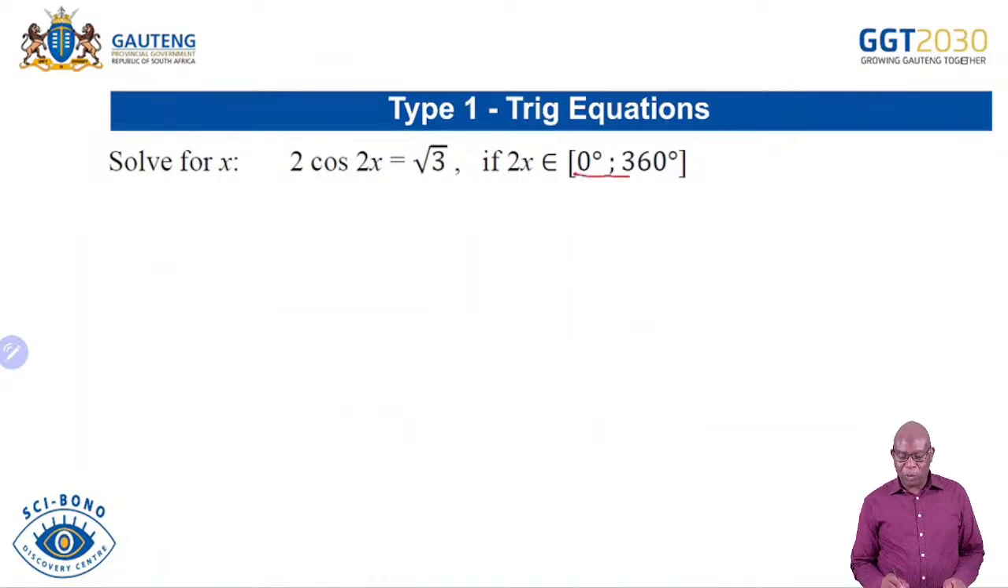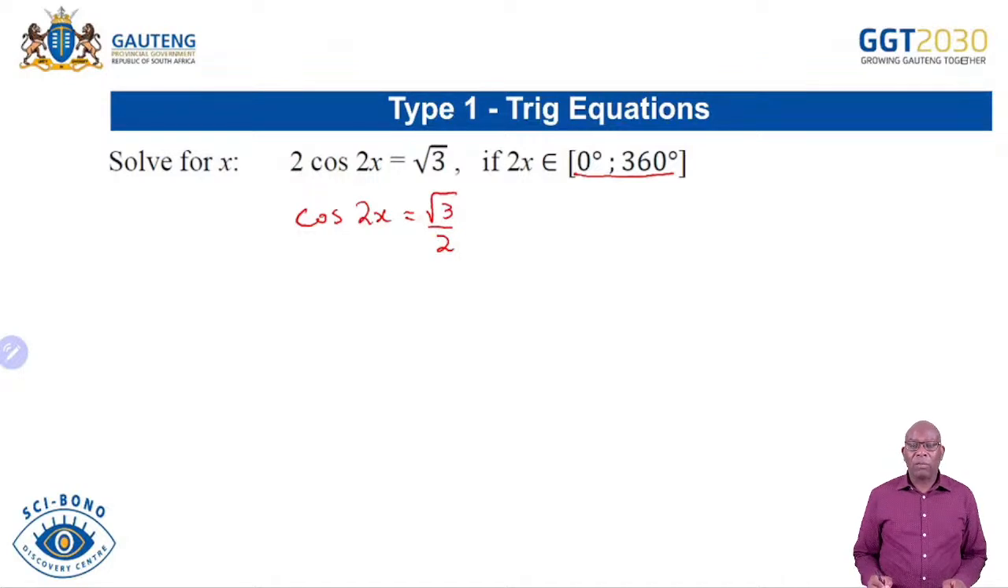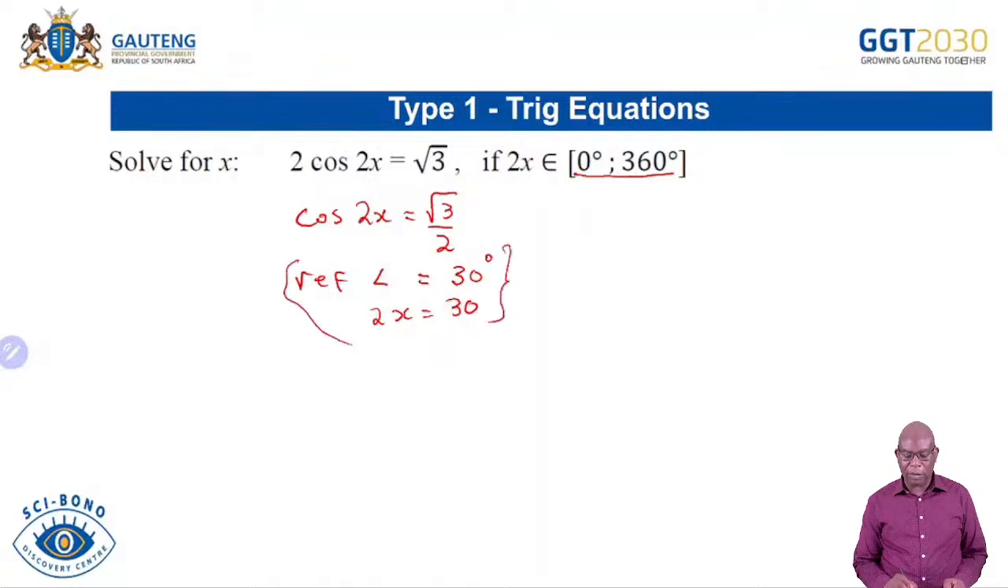We are solving for x between 0 and 360. First of all, I must make sure that I have cos 2x on one side. I've got the square root of 3 over 2. So I need a reference angle. Remember, I'm still working on the cos of 2x here. So I'm going to get my reference angle to be 30 degrees. My 2x will be 30 degrees, but that whole thing there will be talking to the reference angle.